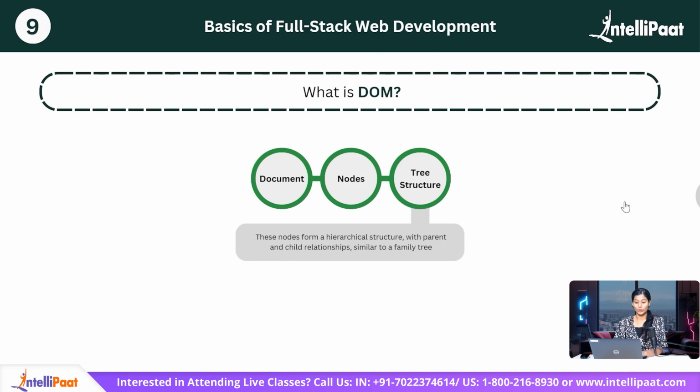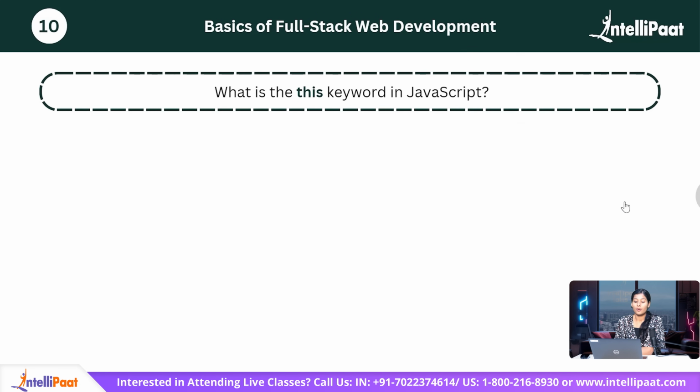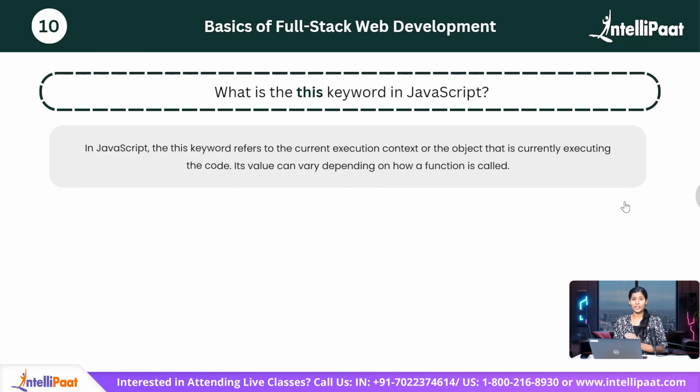Moving on, we have, what is the this keyword in JavaScript? Again, another very important question. In JavaScript, the this keyword refers to the current execution context or the object that is currently executing the code. Its value can vary depending on how a function is called.